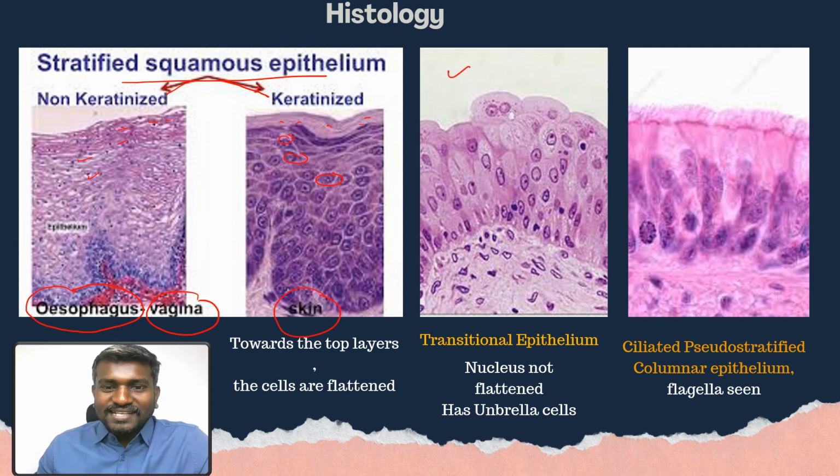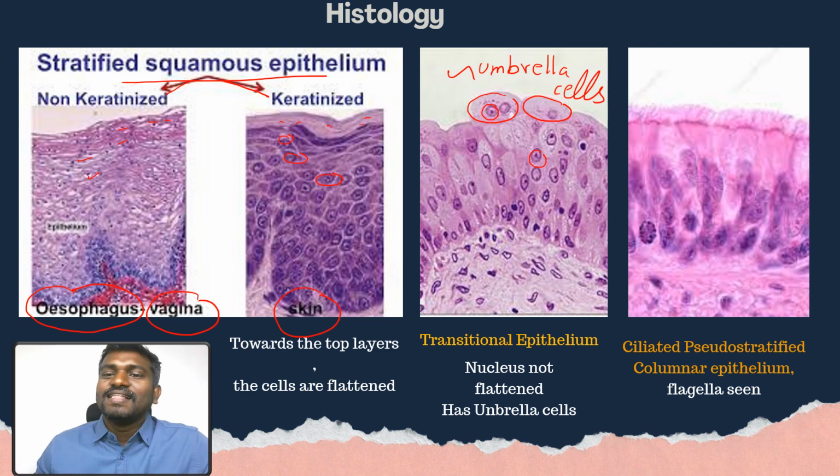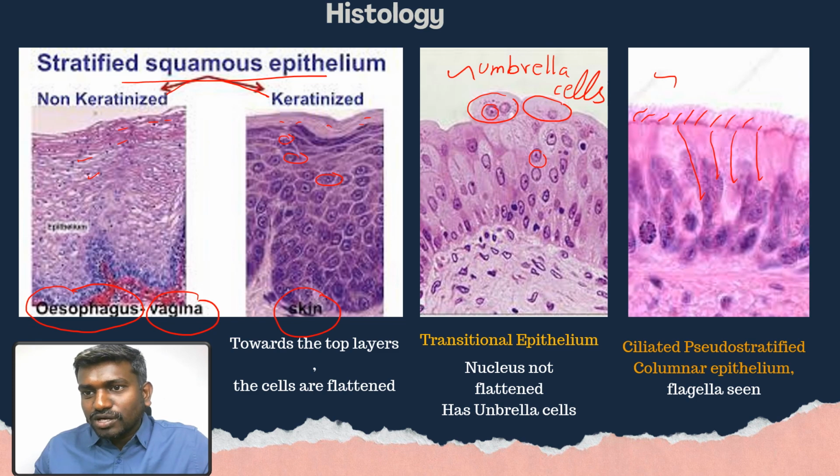Look at the image here. This is the transitional epithelium. The nucleus over here is also seen at the same size. They are not flattened, and they have big cells called the umbrella cells. Very important to remember for the exam. Umbrella cells are classically seen in transitional epithelium, and the image here is ciliated pseudostratified columnar epithelium. They have what? Single cell layers, and also they have cilia here. So if you see the cilia at the top layer, that is what? Pseudostratified columnar epithelium. Very good.